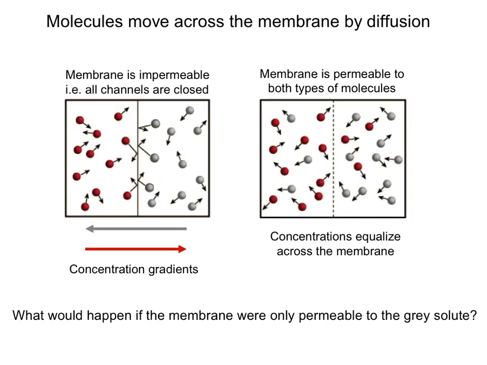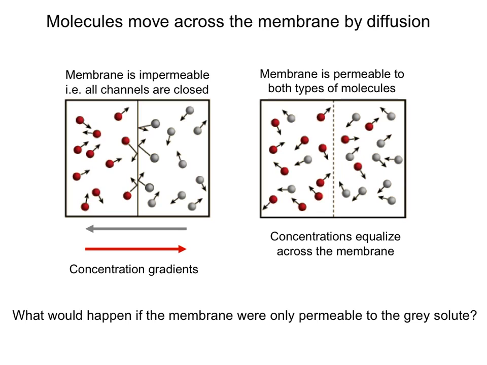So let's look at this example here. On the left side, we see some gray molecules and red molecules, and they're separated by something. Let's say it's a membrane that is impermeable. So like maybe these are ions, and there's channels that allow the ions through, but right now the channels are closed.